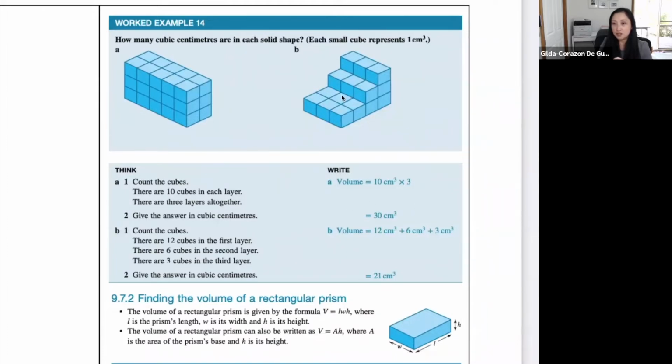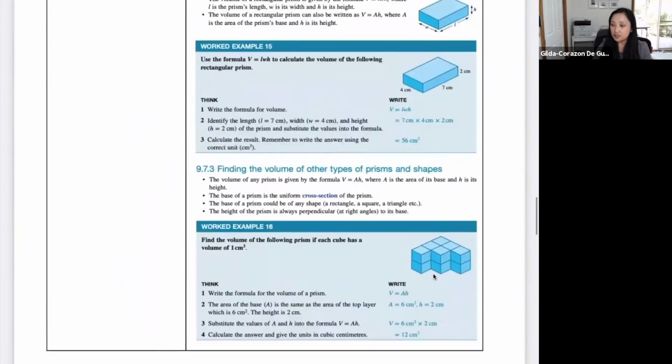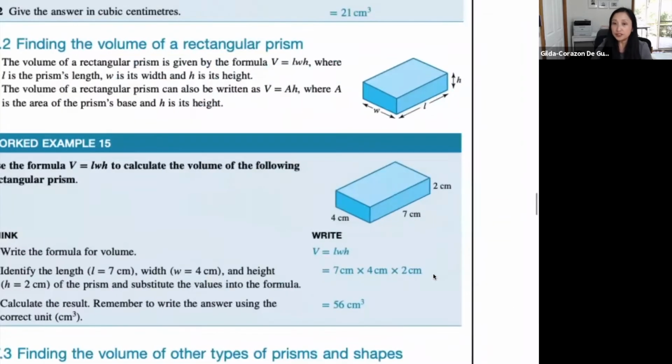Okay, so the same thing with odd looking shapes like these ones here. You count the number of cubes. The bottom row there would have 1, 2, 3, 4, 4 by 3. So you have 12 here, and then you've got 6 here, and then another 3 there, and therefore you've got 21 cubic centimeters. Okay, now what if they don't look like they're divided into unit cubes?